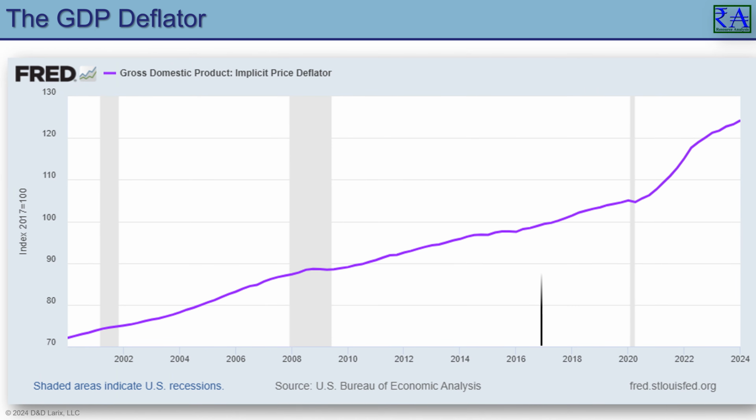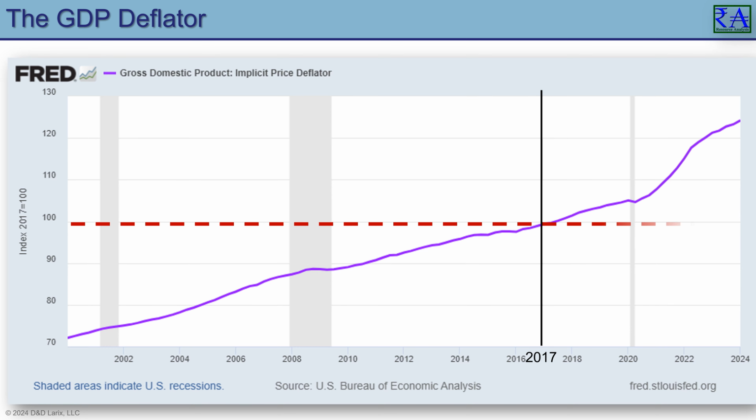The graph on this slide shows the GDP deflator over time, highlighting a vertical line at the base year 2017. This graph demonstrates how the GDP deflator adjusts for changes in the price level, offering a clear picture of inflation and price stability over the years. The GDP deflator is advantageous because it accounts for changes in consumption patterns and the introduction of new goods and services, providing a more comprehensive measure of inflation compared to fixed basket indices like the consumer price index.